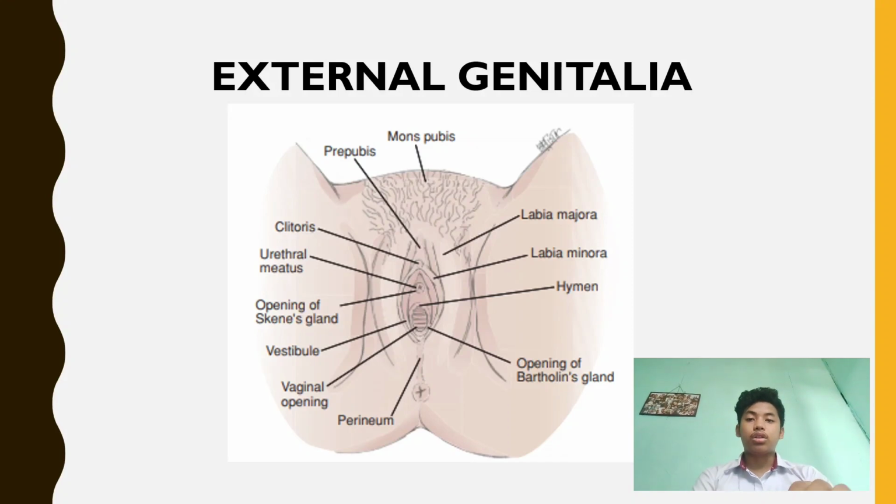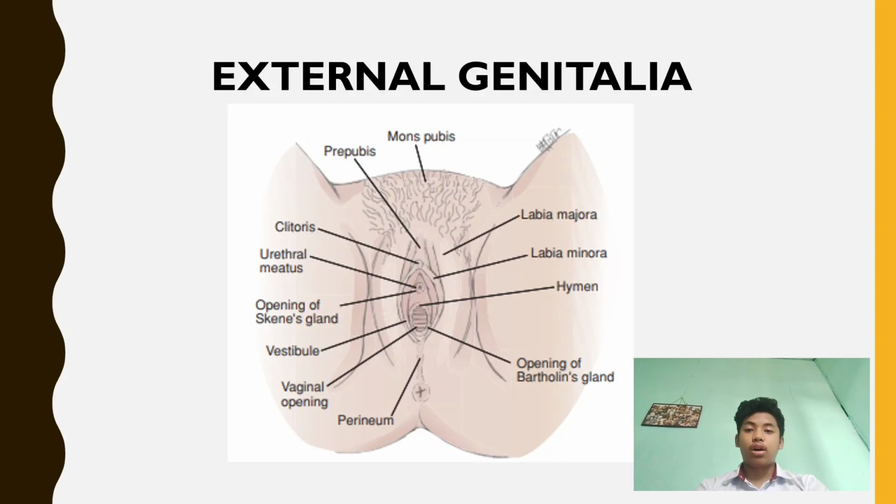Next is the clitoris. It is located at the interior end of the labia minora. It is a small cylindrical mass of the erectile tissue and nerves with three parts: the glans, the corpus, and the crura. So the glans is the visible rounded portion of the clitoris. The clitoris is similar to the male penis and contains many blood vessels that become engorged during sexual arousal.